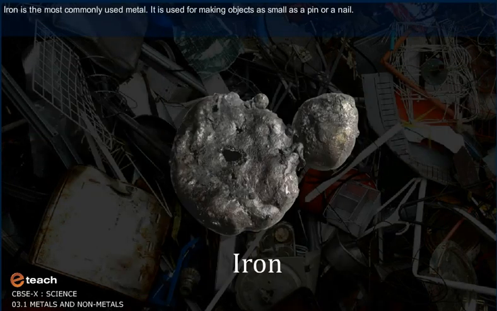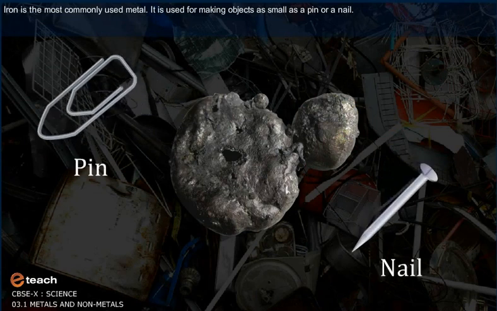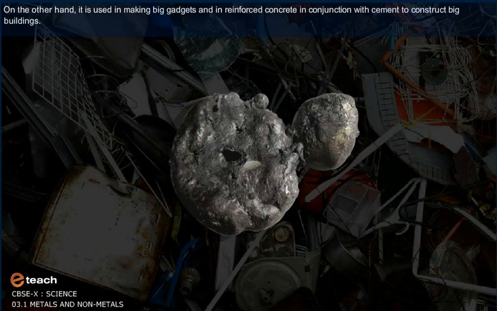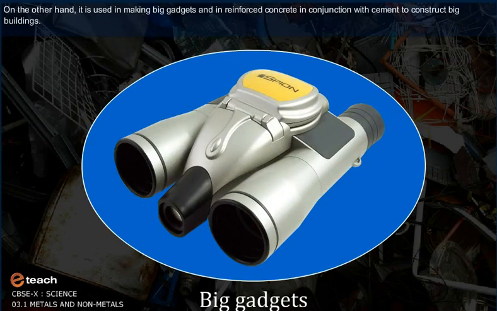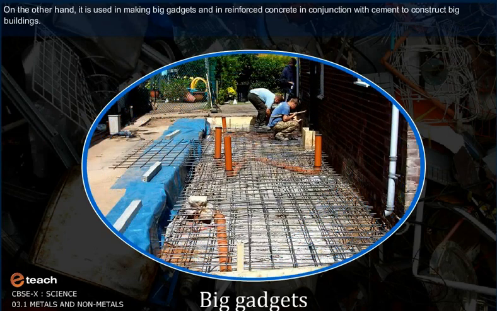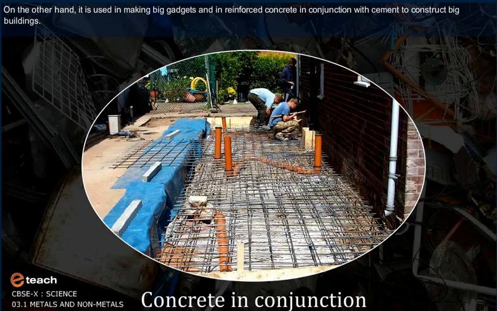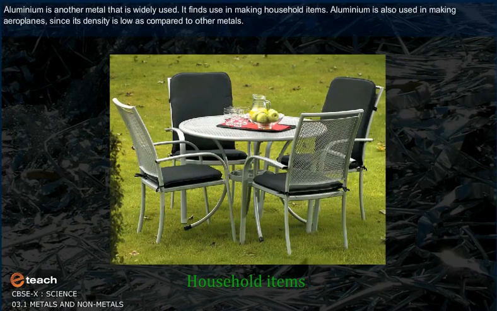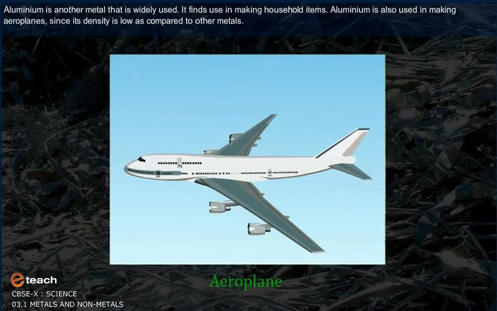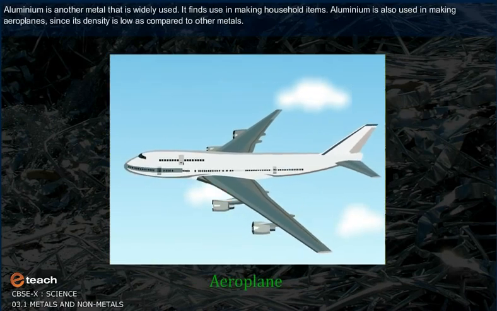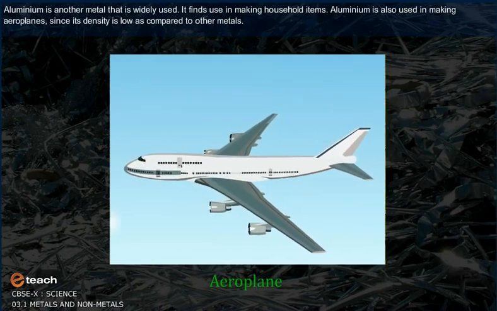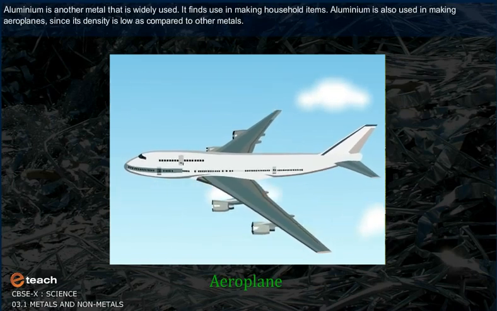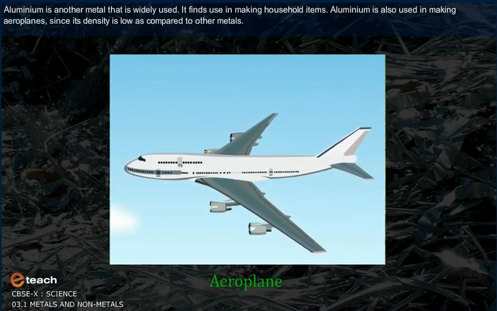Iron is the most commonly used metal. It is used for making an object as small as a pin or nail. On the other hand, it is used in making big gadgets and in reinforced concrete in conjunction with cement to construct big buildings. Aluminium is another metal that is widely used. It finds use in making household items. Aluminium is also used in making aeroplanes as its density is low as compared to other metals.